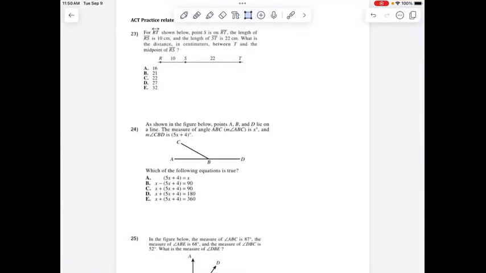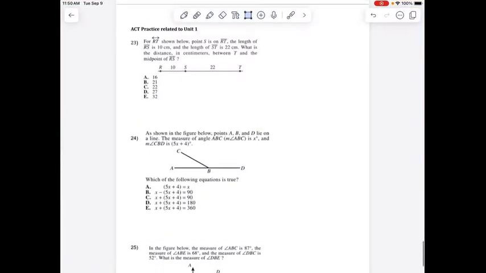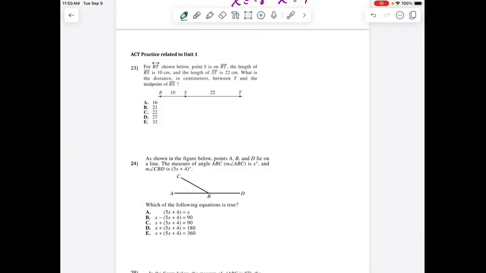Everybody, Mrs. Logus here. I'm going to be taking you through the last 3 questions on the review packet for Unit 1, and we're focusing on ACT, specifically related to this unit.